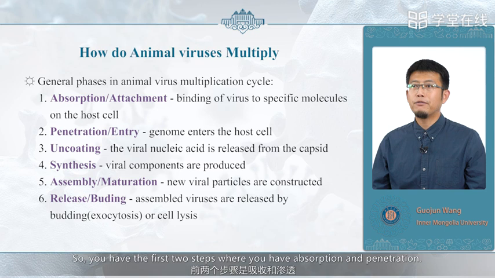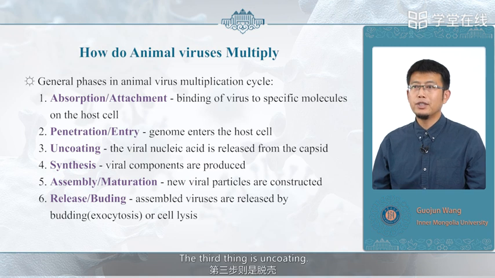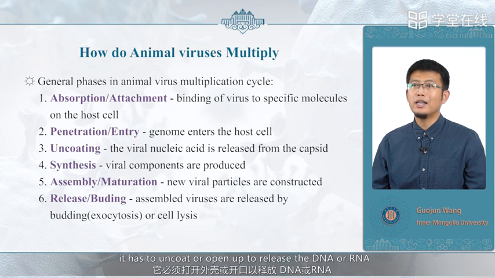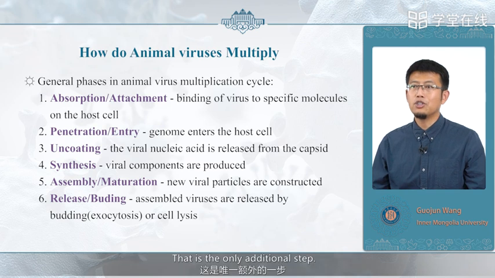So you have the first two steps where you have absorption and penetration. The third thing is uncoating. What happens is that the whole capsid goes inside the cell, and for the DNA or RNA to get out, it has to uncoat and open up to release the DNA or RNA. That is the only additional step.